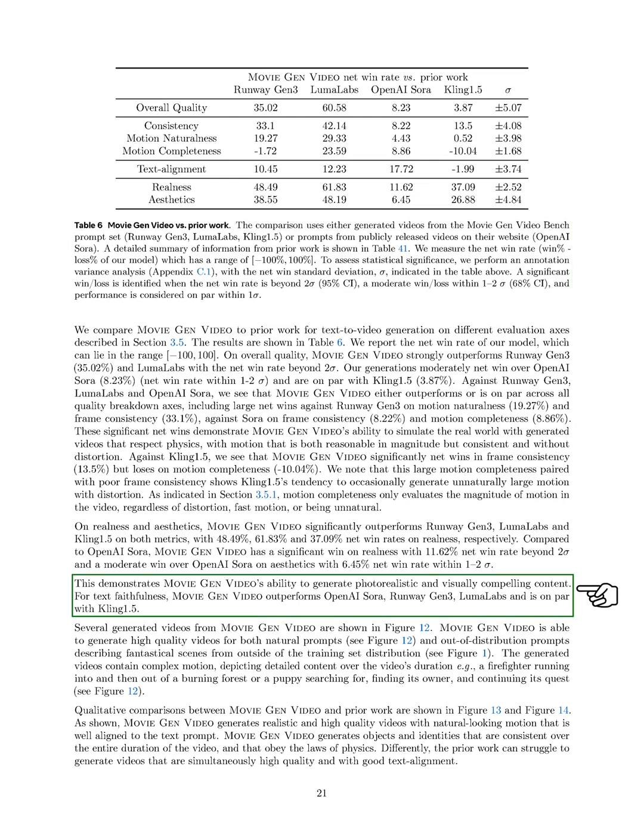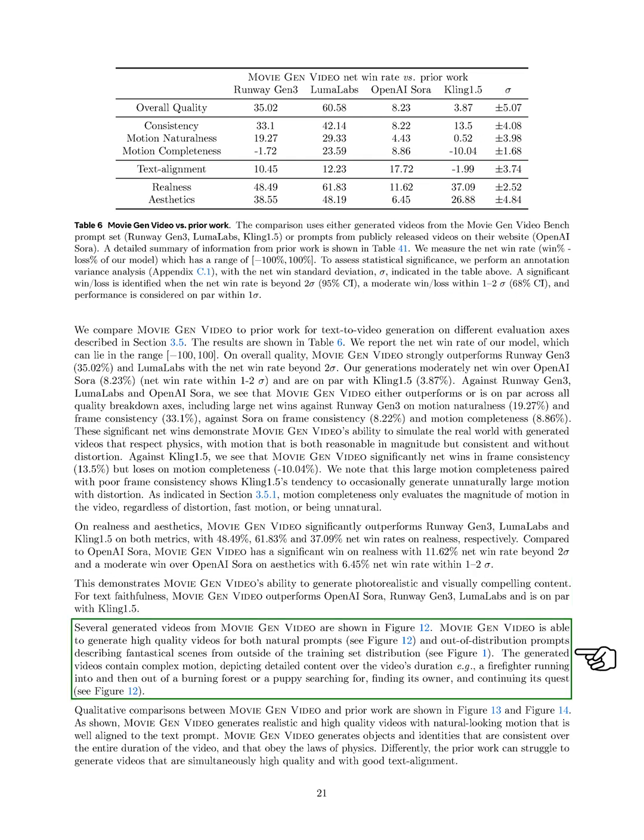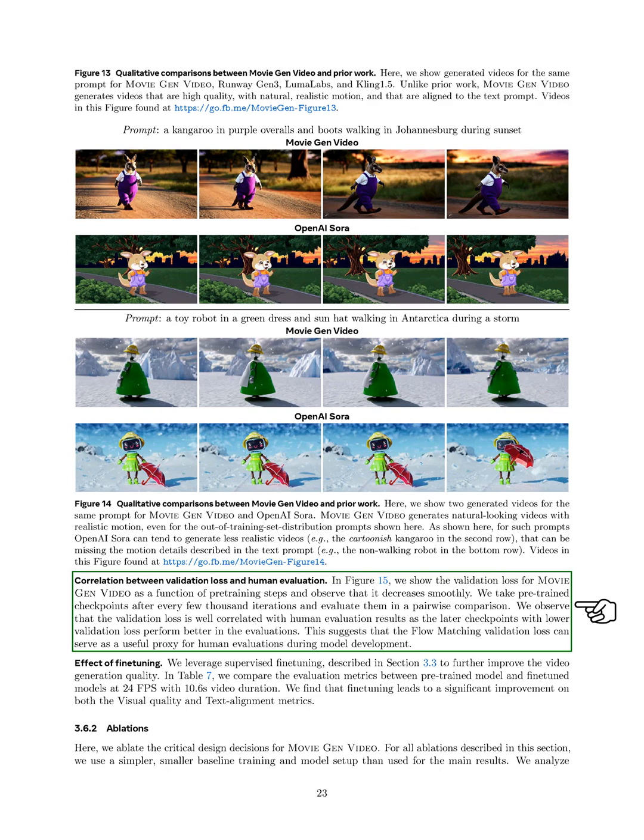In terms of realism and aesthetics, Movie General Video excels against all compared models, demonstrating its ability to create photorealistic and visually appealing content. It also shows strong text fidelity, performing better than OpenAI Sora, Runway Gen 3, and Luma Labs. We showcase several generated videos that illustrate Movie General Video's capability to produce high-quality outputs for both typical and fantastical prompts. The videos depict complex scenarios, such as a firefighter navigating a burning forest or a puppy searching for its owner. We also analyze the correlation between validation loss and human evaluations, finding that lower validation loss corresponds to better performance in evaluations. This suggests that our validation loss can effectively guide model development.